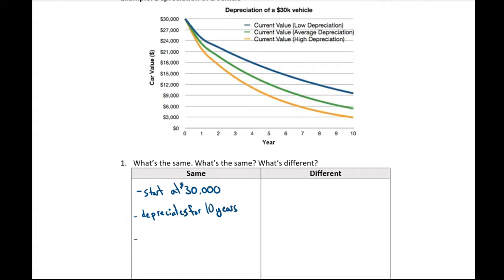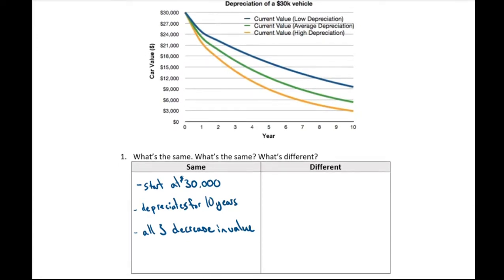I think a common one that we can see visually right off the bat is that all 3 decrease in value. So they're all decreasing. There's not a scenario where the value of the car or vehicle increases, which again makes sense because we're looking at depreciation. Off the top of my head, those are the 3 things that we can see that are the same.